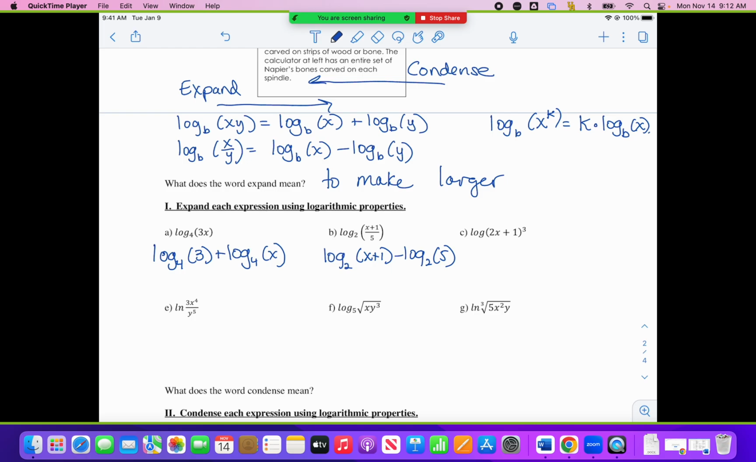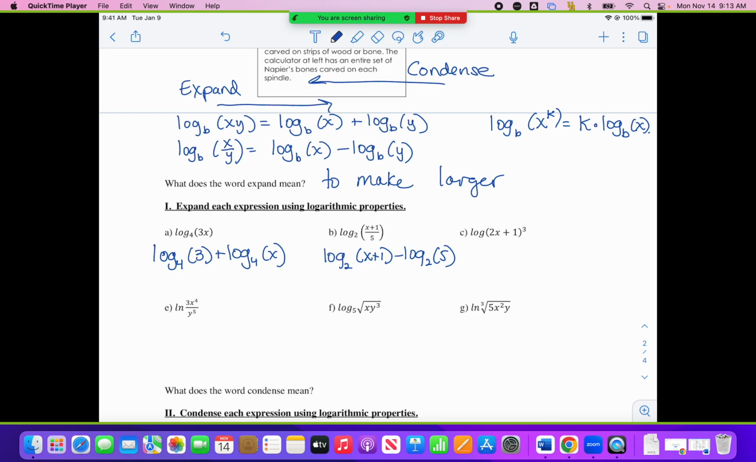Now I want to pause a moment here to make sure we don't have any misunderstandings, no misconceptions. Is there a property that says log of x plus y equals log of x plus log of y? Do you see that anywhere? On the left side, do you see log of the quantity x plus y anywhere? No. There is no property that says log x plus y equals log x plus log y.